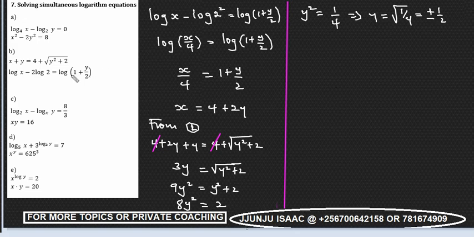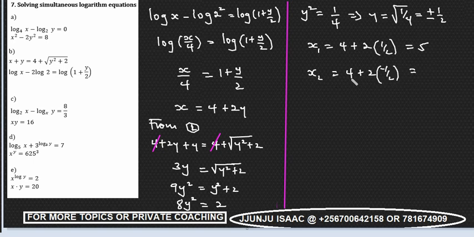So let us see. If y is a half, what is x? We see that x is equal to 4 plus 2 over 2, which is 5. And we also have x as 4 plus 2 times negative a half. So this will give us 4 minus 1, which is 3.